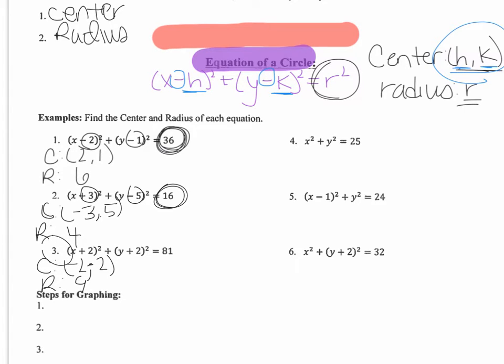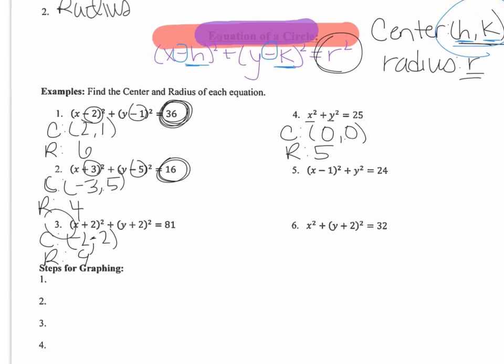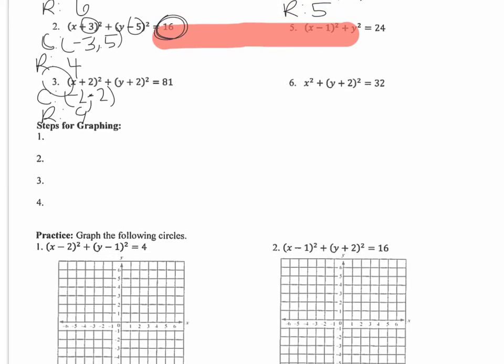So let's look at number 4. Notice there's no number next to x and there's no number next to y. So what does that mean h and k are? Well, since there's no number, that just means there's 0. So my center is at the origin, and my radius is 5. So I want you to go ahead and pause this video, and do number 5 and number 6 on your own. And I'm just going to keep going. I have full faith that hopefully we figure those ones out.